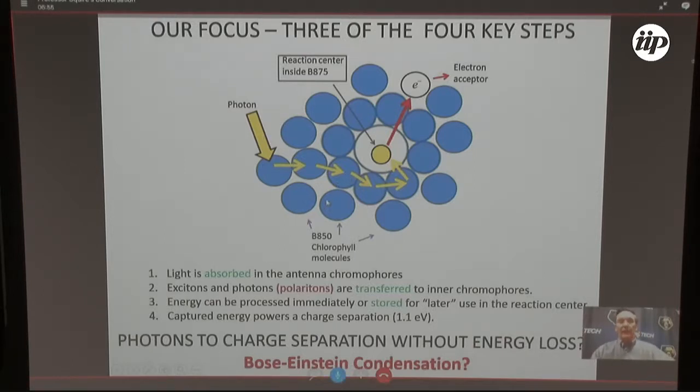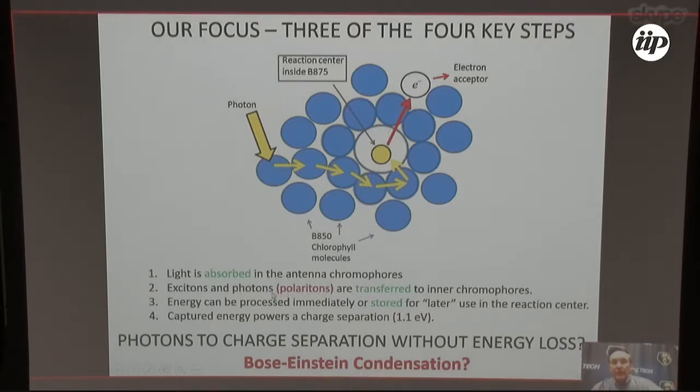The light's absorbed in the antennae, chromophores, excitons, and photons, and we're going to use this word polaritons, but we'll talk about that in a moment, transferred to the inner chromophores. Energy is processed immediately, or we think it can be stored also because of what we thought was conflicting, but it really was just the flexibility of this complex. And we're not going to talk about the charge separation. That's something special unto itself. And these photons, charge separation without loss, to us we were thinking that there's got to be a Bose-Einstein condensation. There's got to be some kind of coherence of material.